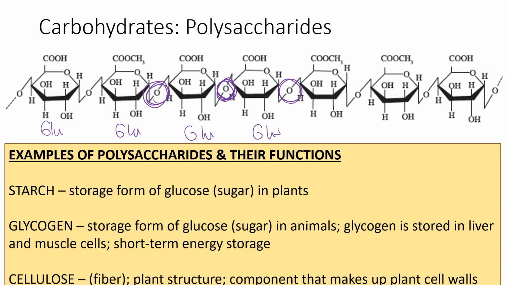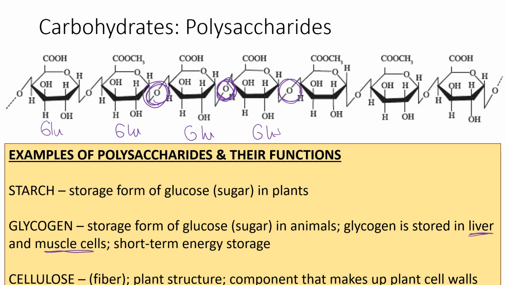Where is glycogen stored? So we just said, starch is stored in the roots of plants typically. But where do people store glycogen at? It's found in the liver and in muscle cells. And this is a short-term energy storage. So when you need energy, your body will go to the liver and get glycogen and break it down into glucose, and will go to the muscle cells and break that down into glucose. So glycogen is a short-term energy storage.